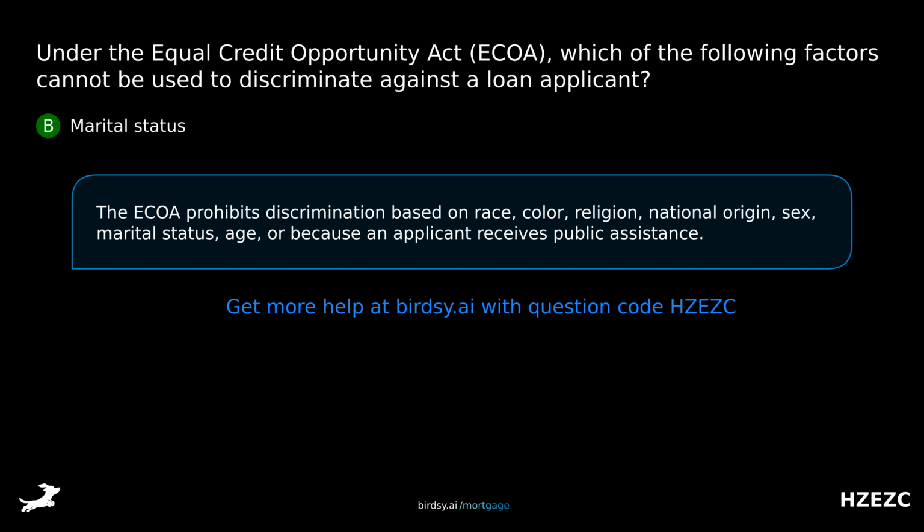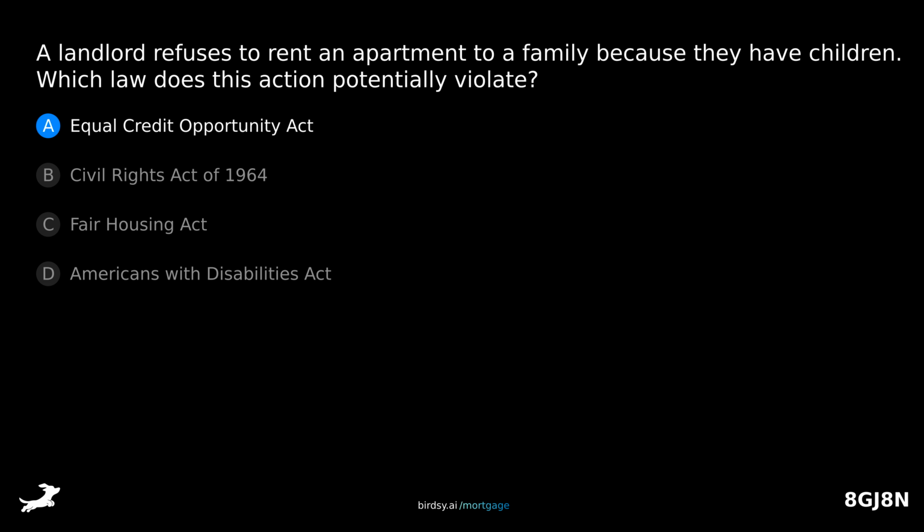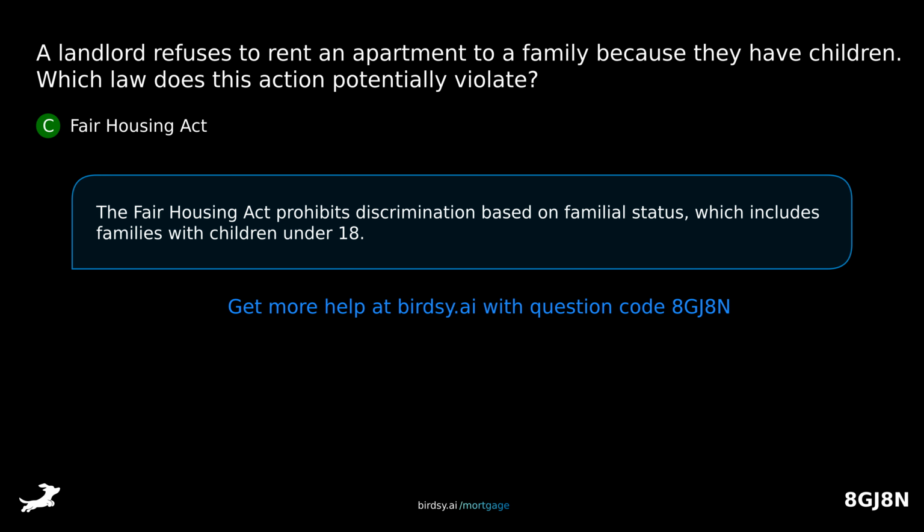A landlord refuses to rent an apartment to a family because they have children. Which law does this action potentially violate? Is it A. Equal Credit Opportunity Act, B. Civil Rights Act of 1964, C. Fair Housing Act, or D. Americans with Disabilities Act? The answer is C. Fair Housing Act. The Fair Housing Act prohibits discrimination based on familial status, which includes families with children under 18.